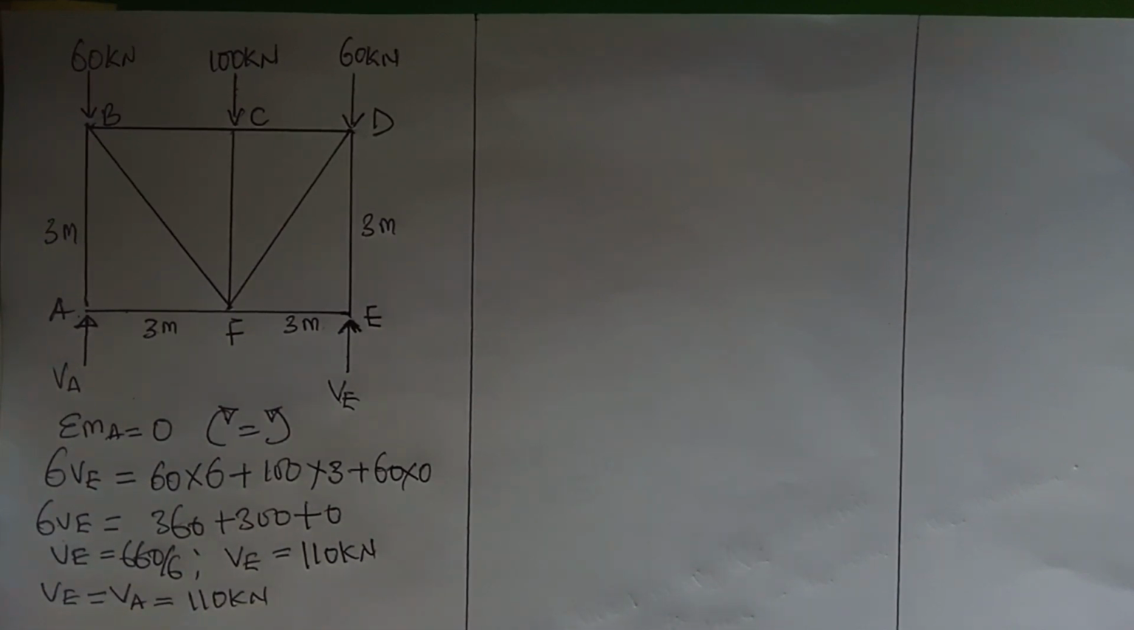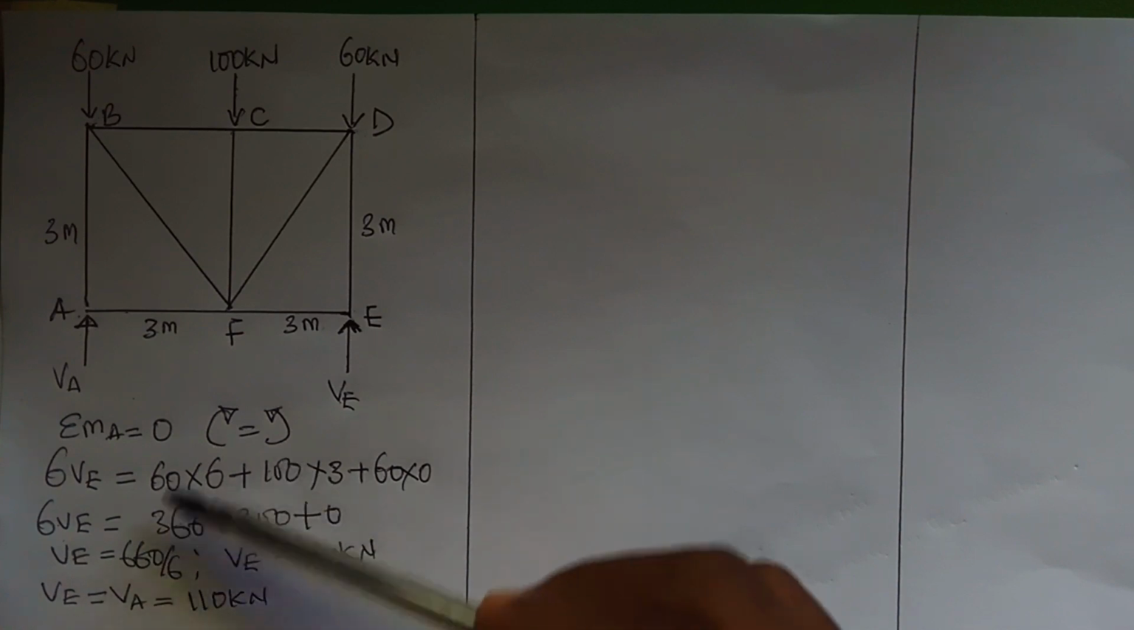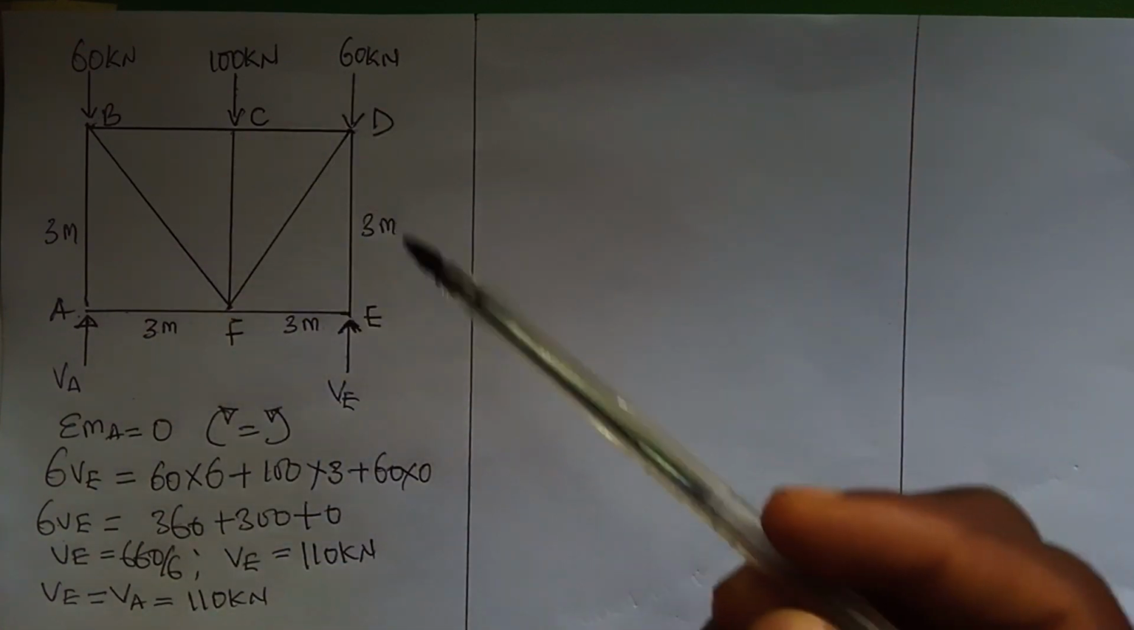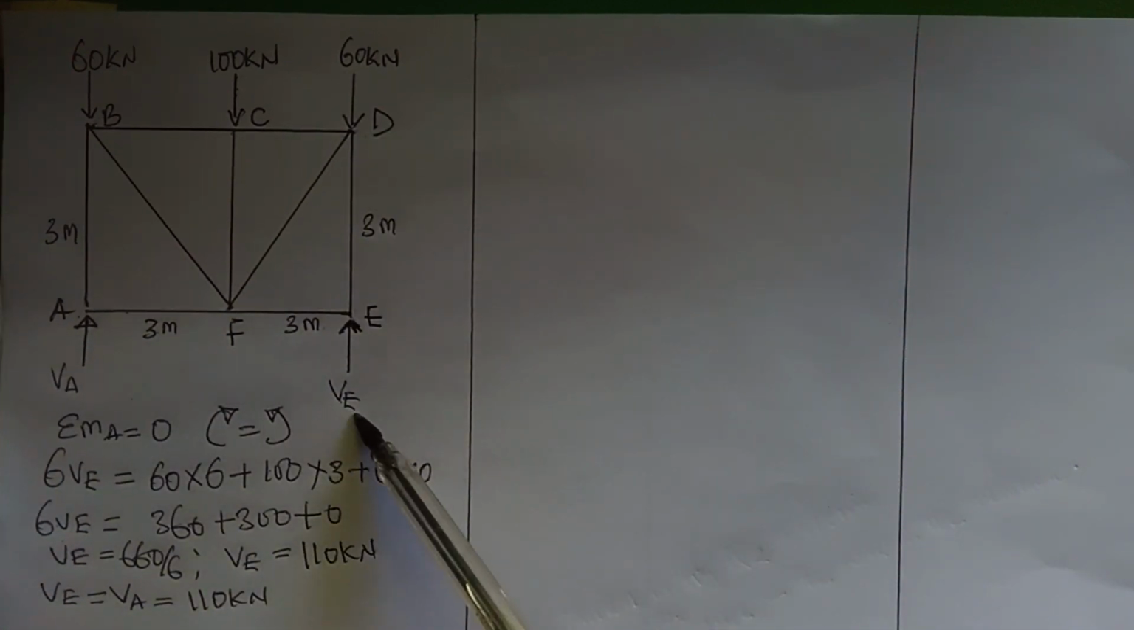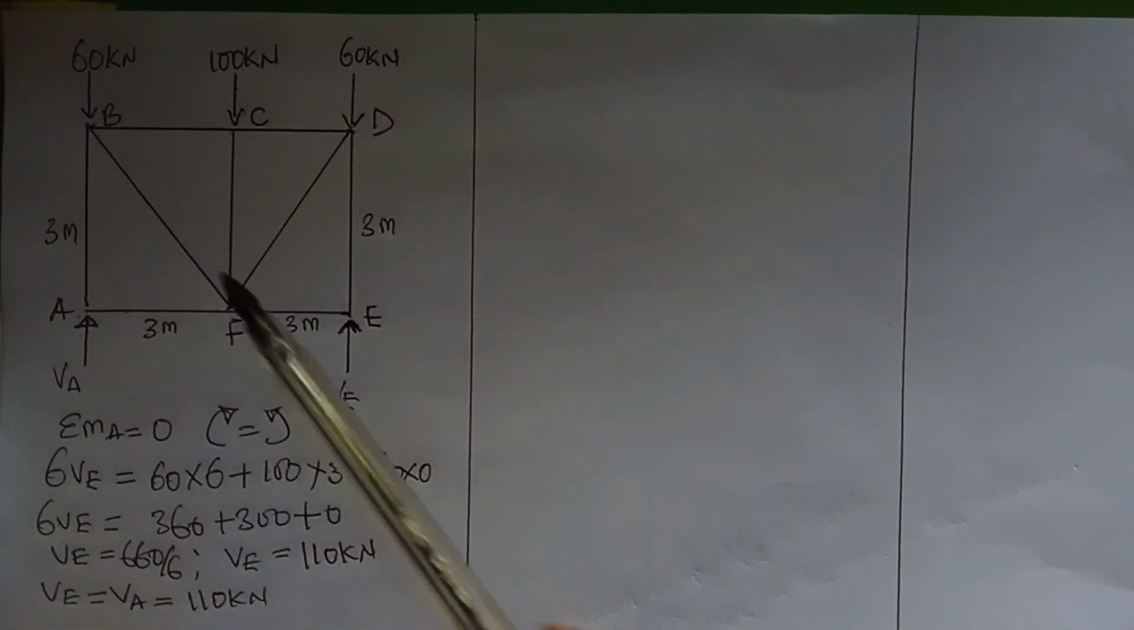If you doubt this solution, you can decide to take moment at point E and do what we did, and you see that you have the same answer. Or rather, you can say let upward force be equal to downward force. In that, you are saying VA plus VE is equal to 60 plus 100 plus 60, where the value of VE is already known. So you can try that out and know what you get.